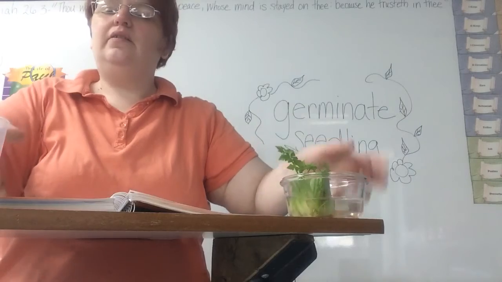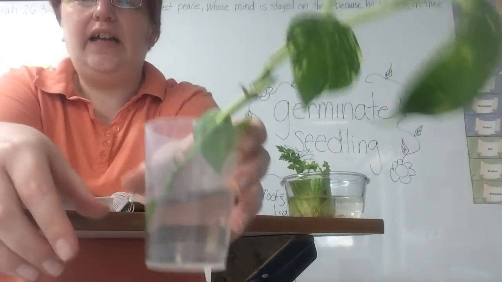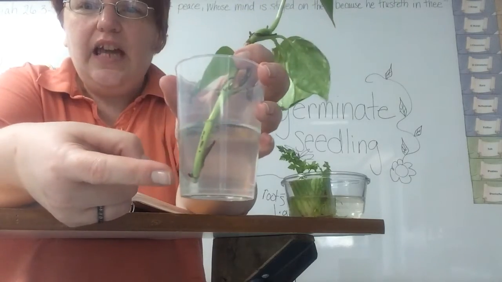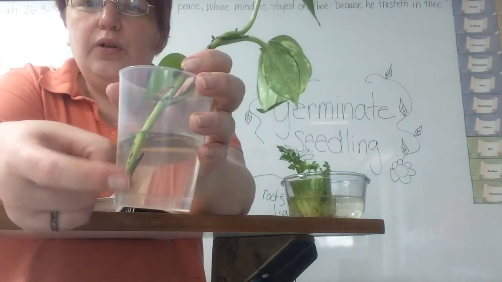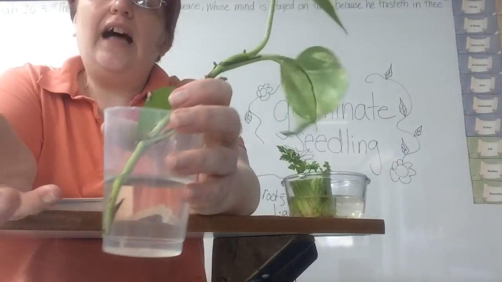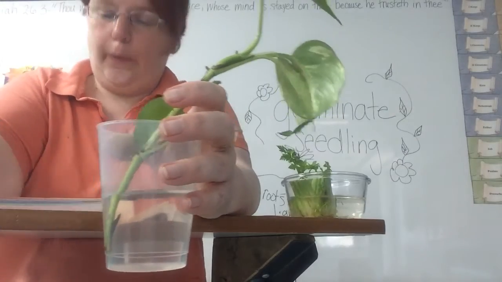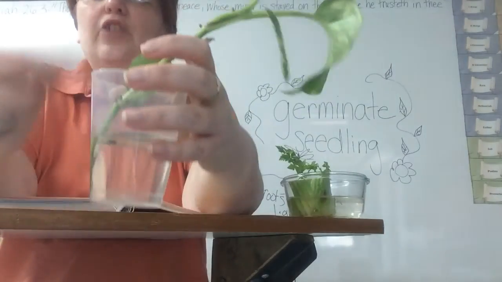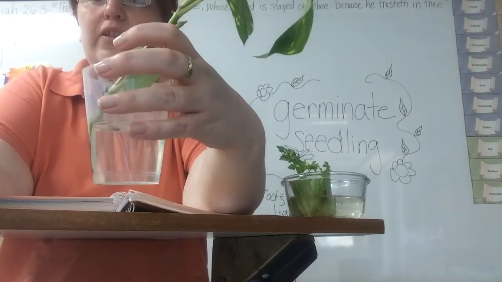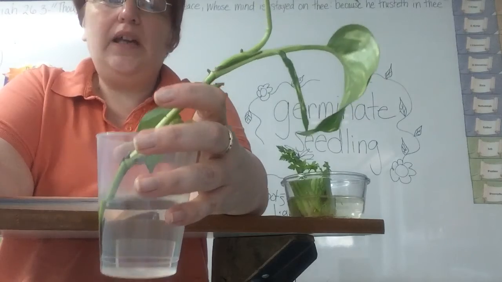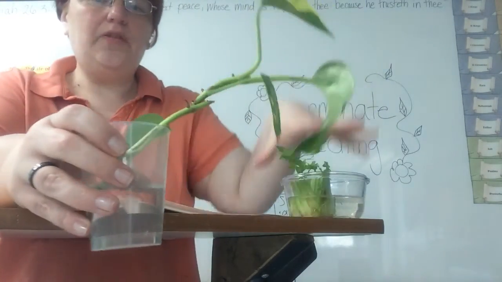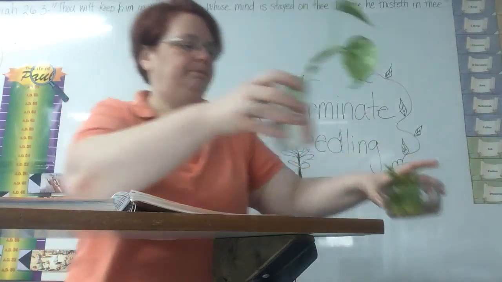I have another one. This one is also a cutting, and it's just starting. I don't know if you can see it or not. It's just starting to grow roots. And when it grows a lot of roots, then you can put it in soil, and it will grow to a nice big plant. So this is what we call a cutting. Both of these are examples of cuttings.